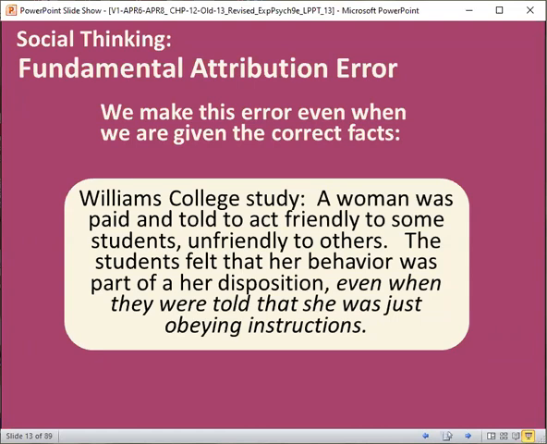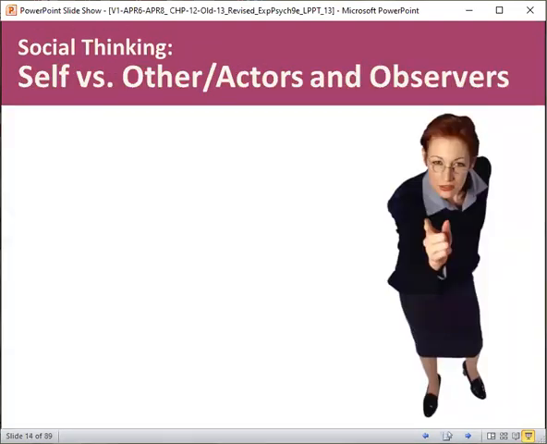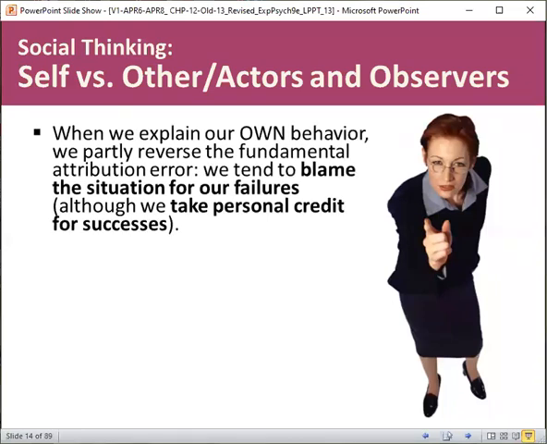Okay, cool. All right, so next we wanna look at another aspect of social thinking, self versus other, or actors and observers. Now, this is an interesting one because this is almost like the opposite of what we've been talking about, the fundamental attribution error. When we explain our own behavior, we partly reverse the fundamental attribution error. So when we are the one who is acting in such a way and we have to judge our behavior, we look at it differently. So we tend to blame the situation for our failures, although we take personal credit for our successes.